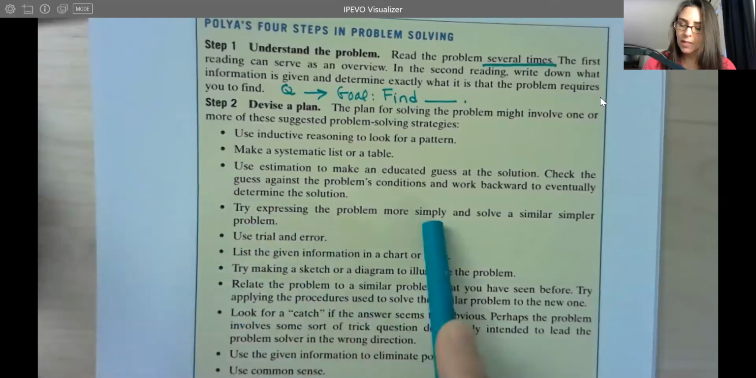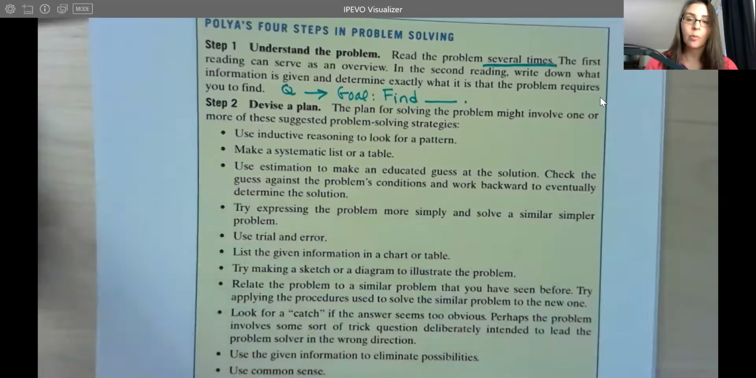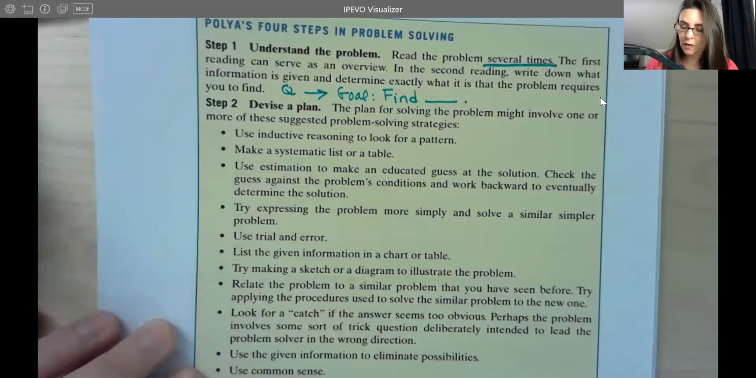Try expressing the problem more simply and solve a simpler styled problem. One thing I like to do there, and this is related to another bullet point, is if the problem seems overly complicated, try changing the scenario or changing the units. If I'm dealing with a problem in a field that I'm not comfortable with, try changing it to something you are comfortable with and see if that helps you figure out the strategy. You can use trial and error.